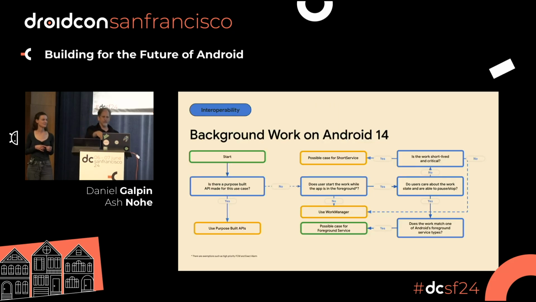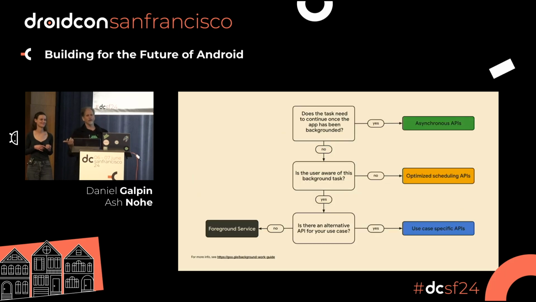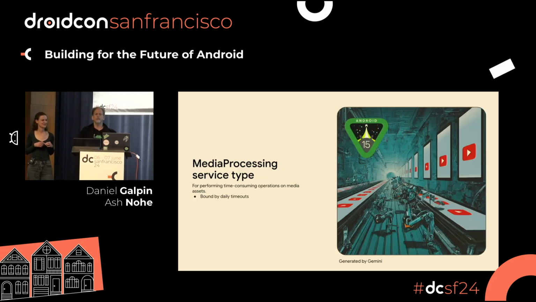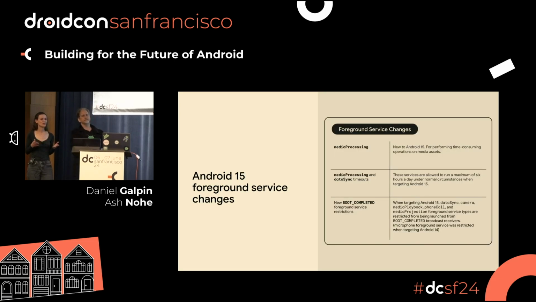So last year I created this super simple flowchart to help understand how to do background work, and this year some of my colleagues made it more straightforward. Yeah. And this is what we said last year about running in the background, and Android 14 added short foreground services, and Android 15 adds a new media processing service type for performing time-consuming media operations. It's part of our work to evolve foreground services, including target SDK gated timeouts for media processing and data sync services, and boot completed restrictions.